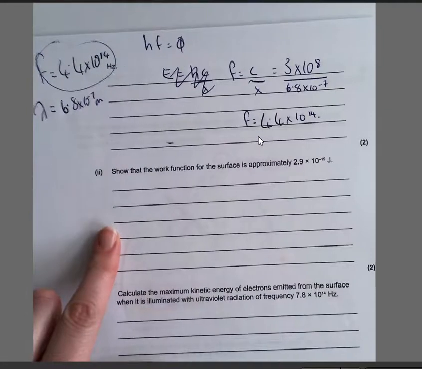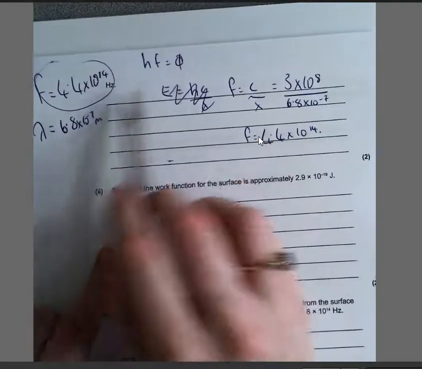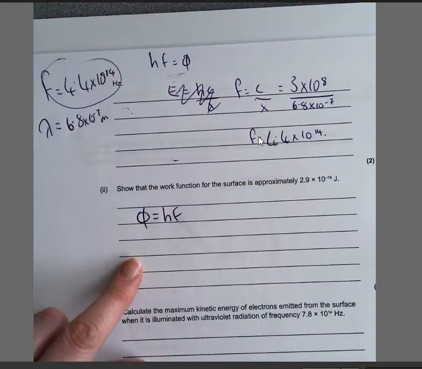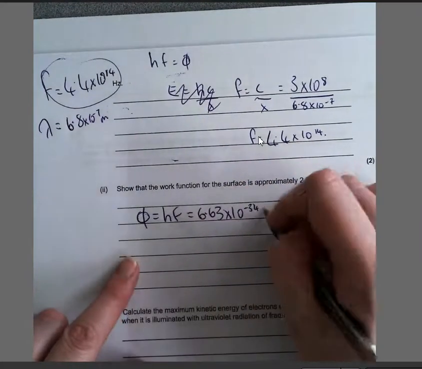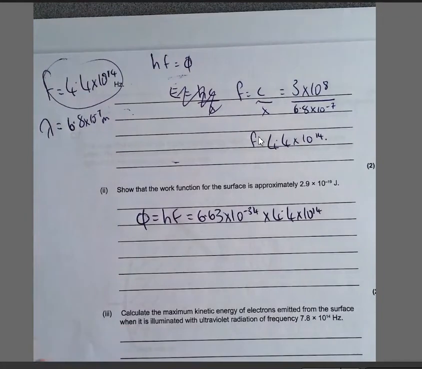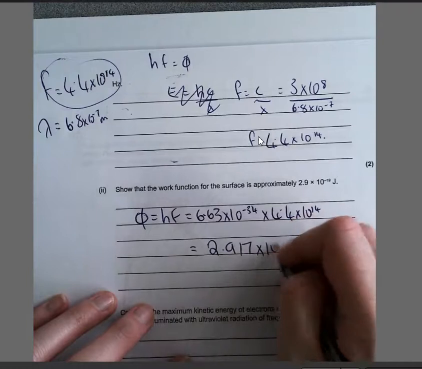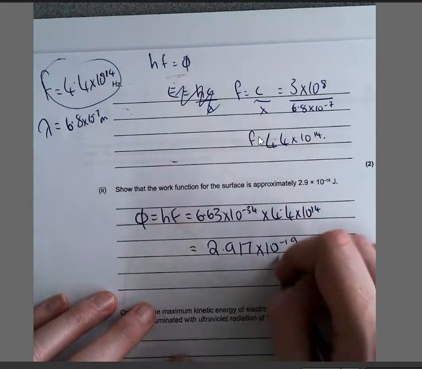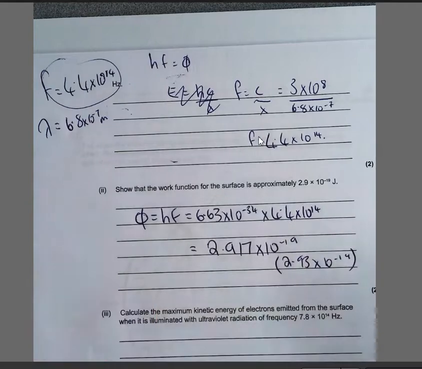Next, we're going to work out the work function. Well, work function is equal to hf when our frequency is this, because we get zero kinetic energy. So you just do 6.63 times 10 to the minus 34 times 4.4 times 10 to the 14, which gives you 2.917 times 10 to the minus 19. And you're allowed actually up to 2.93 times 10 to the minus 19 on the mark scheme.